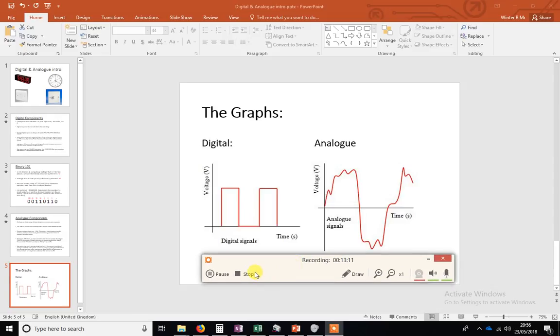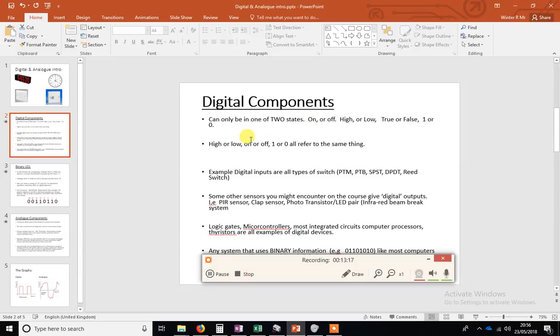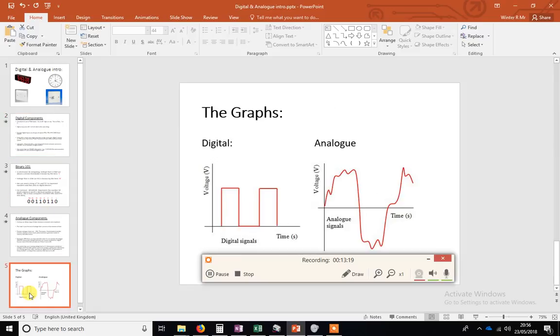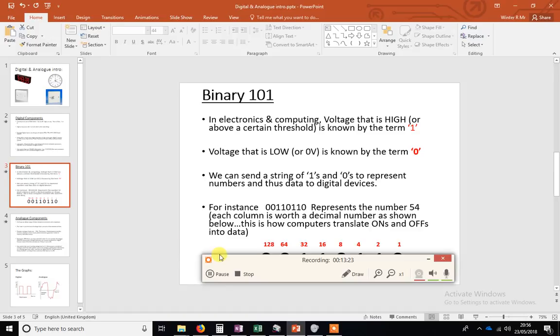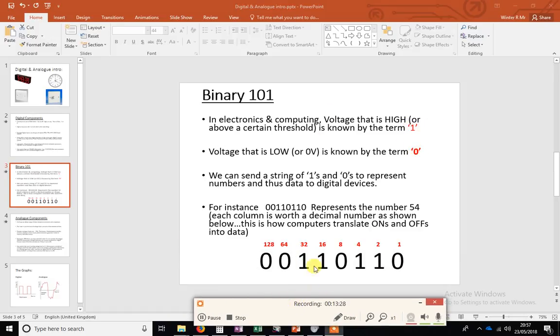Alright, so anyway, that's 13 minutes. It's probably a bit too long for this, but there's your summary. That's what it means. These are the components, these are the graphs, that's analog. The binary bit you don't need to know for your course, but you do need to know 1 means high and 0 means off, but it just helps to know what the rest of these mean. So if it ever comes up in a future thing, it might make some more sense to you.